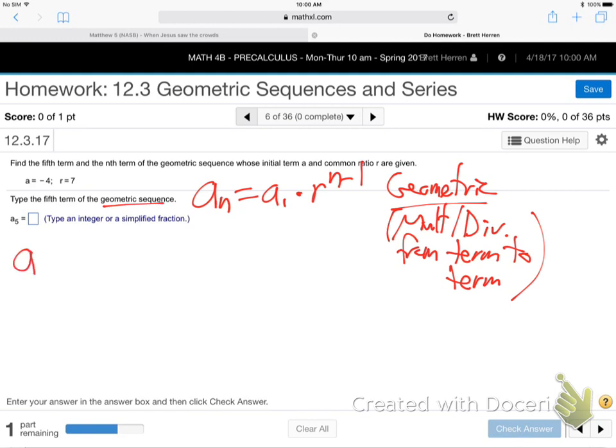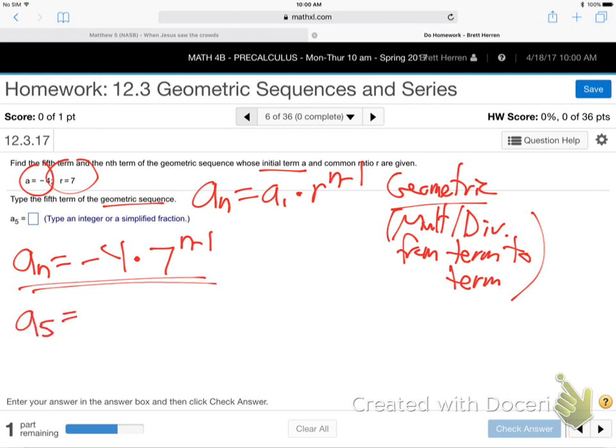All right, so here's our formula. A sub n is A1. They're just calling it A, but it says up here, initial term A, negative 4, times R, which is 7, to the n minus 1. So there's the general formula, which they're going to ask as their second question. Their first question says, what's A sub 5?